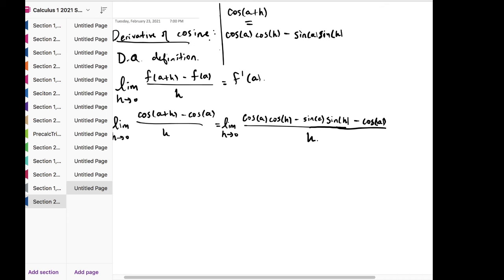What is this? What is the nicest limit you see here? This should be immediate. Ringing so many bells. Yeah, the sine of h over h. Right. This should ring a lot of bells. So let's keep that term and put it outside.